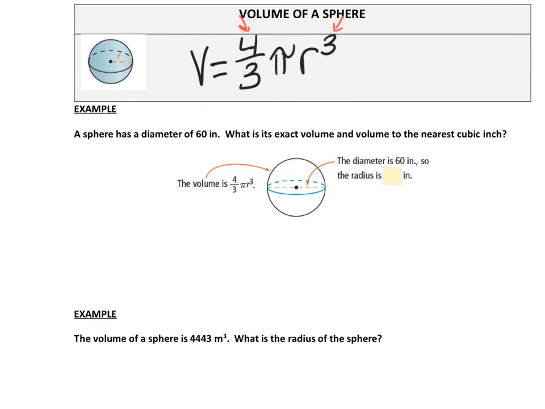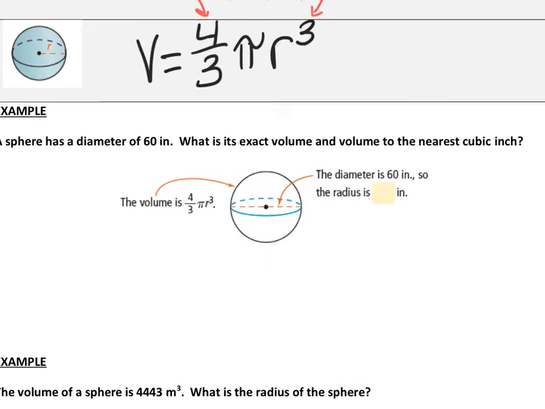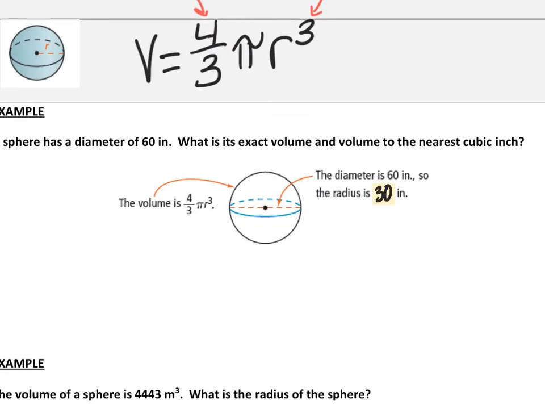So for this first example, a sphere has a diameter of 60. What is its exact volume, so in terms of pi, and volume to the nearest cubic inch, so rounded? So we have a diameter of 60, so that means our radius is half of that, so 30 inches. And so we just plug the radius into our volume formula, because radius is the only measurement you need to know for a sphere to find the volume. So volume equals 4/3 pi r, which is 30 cubed.